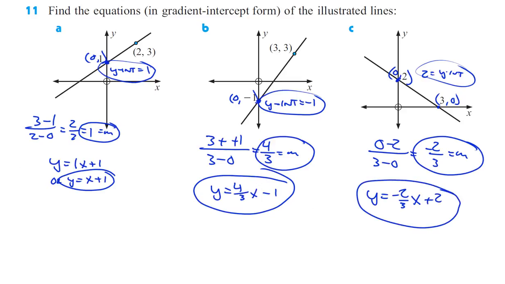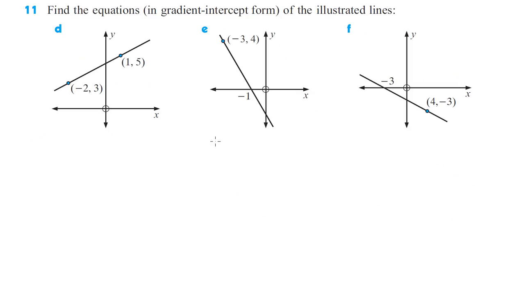Okay? Last one. Number 11. Find the equations in slope-intercept form of the illustrated line. So let's find the slope and find the y-intercept, and then away we go. Right? Or actually, let's find the slope and then plug in one of the 2 points into the point slope formula, right? Which I'll write up here. y minus y1 equals m times x minus x1.